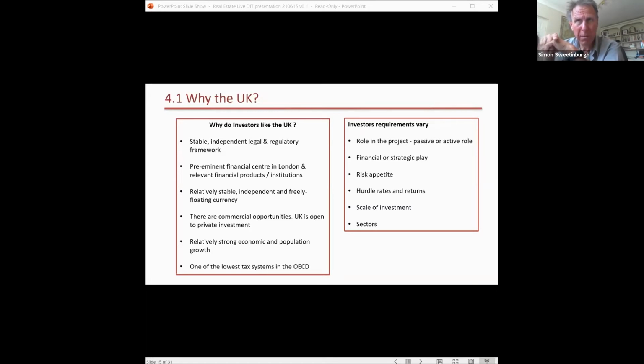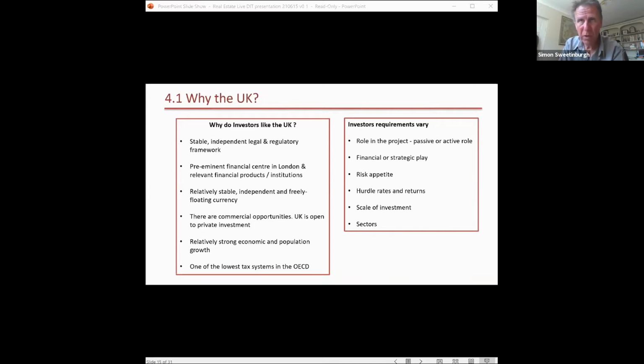Whereas a more active investor might be prepared to take more risk and want to come in early at the development stage and perhaps even help to design and bring forward the project. So an investor might have a financial play. They may have strategic reasons for wanting to invest. So they may want to get access to a particular sector, potentially some knowledge transfer, or a particular geography. Lots of different reasons. And going with that will be their different risk appetite. How eager are they to get into these sectors and into these projects and into these geographies? And their hurdle rates and returns will also reflect that risk appetite as well.